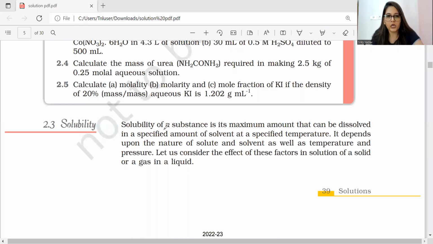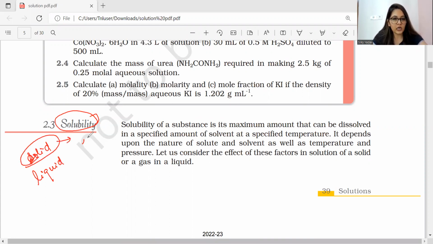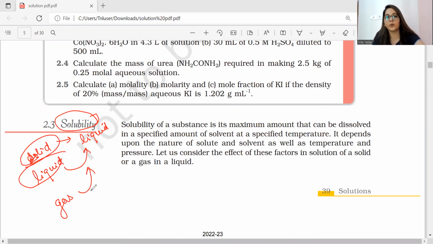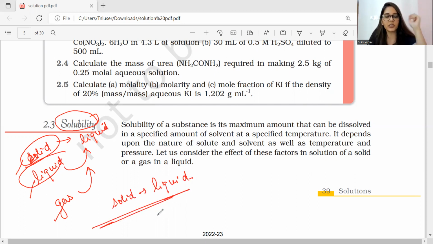So, solubility of a substance. See, solubility means if you are dissolving maybe a solid or maybe a liquid in a liquid, either you are dissolving something solid in a liquid or you're dissolving a liquid in a liquid or maybe you're dissolving a gas in a liquid. So we can talk about the solubility in terms of either of these. So we start with the solubility of a solid in liquid. So this is our first thing which is mentioned in our NCERT book.